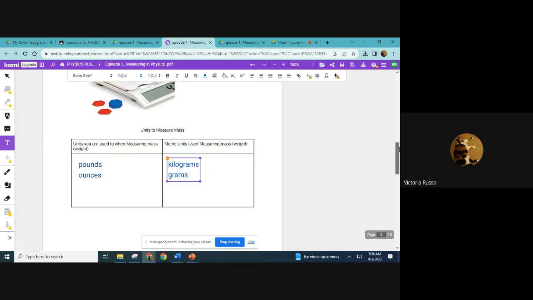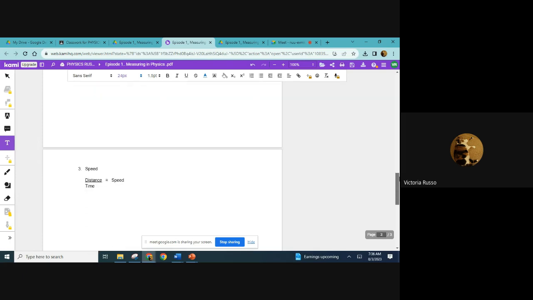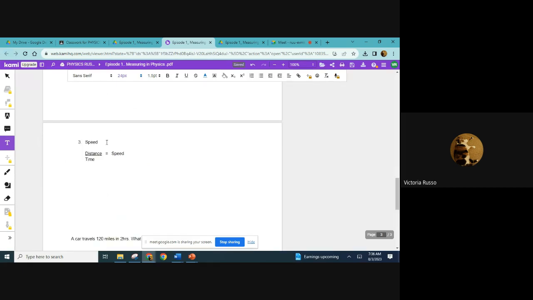All right, and the last thing that we're going to be measuring, and we're going to get to this more later in September, is speed. If you wanted to give a definition of speed, a speed would be how fast an object is traveling.